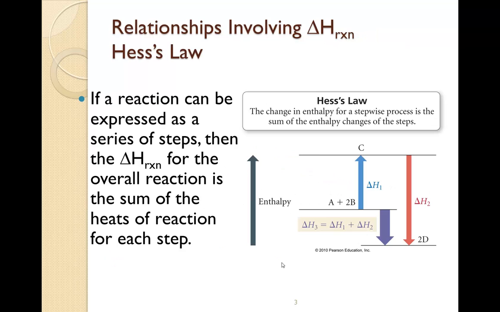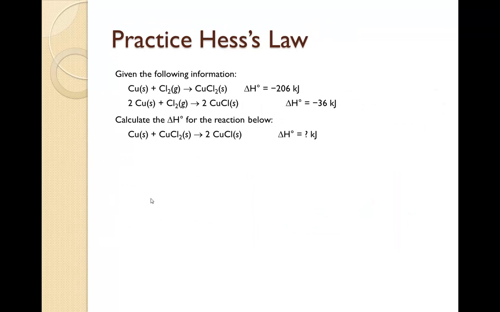Furthermore, if a reaction can be expressed in a series of steps, for instance, this right here, if we're trying to get from here to here, and it takes 2 steps to get there, the overall reaction is the sum of the steps. Let's do an example. Calculate the delta H for this reaction. This is the overall reaction that we're trying to get to, and these are the steps that the chemicals go through to get there. What we have to do is match up these to make it look like that one.